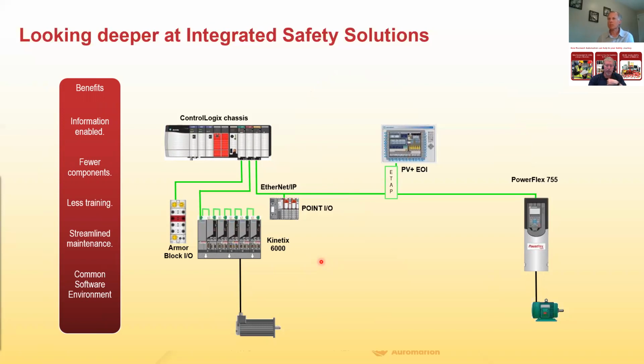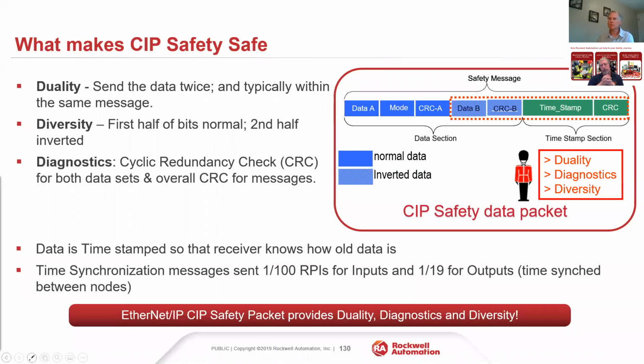So one question that usually comes up, I want to cover pretty quickly here, is: how does this network thing work? How's that safe? So just very quickly, what makes CIP Safety safe? We talked about the 3 C's of safety earlier, so these are the 3 D's of safety. If we have a safety product, a safety system, a safety application, or in this case, a safety message on an Ethernet network, we need to look at these 3 Ds. We need to consider duality, diversity, and diagnostics.